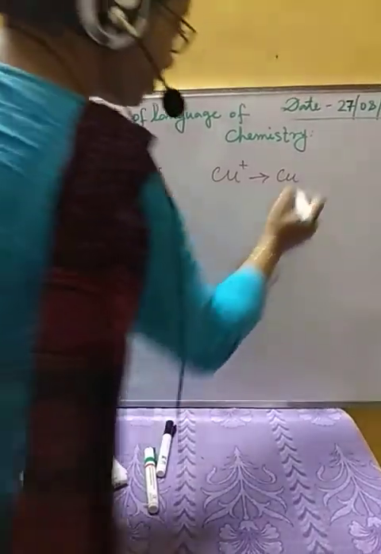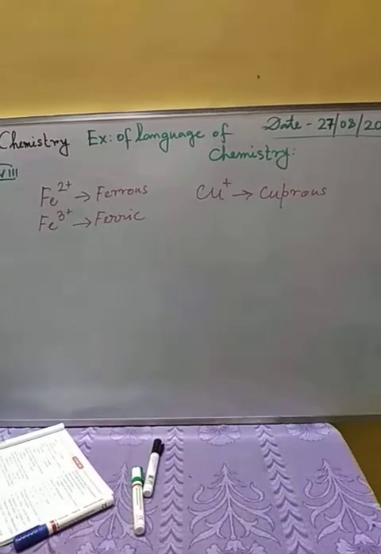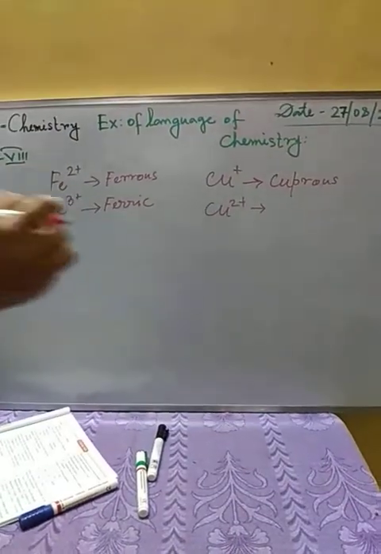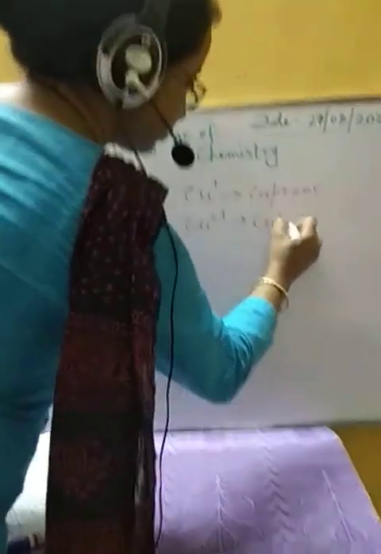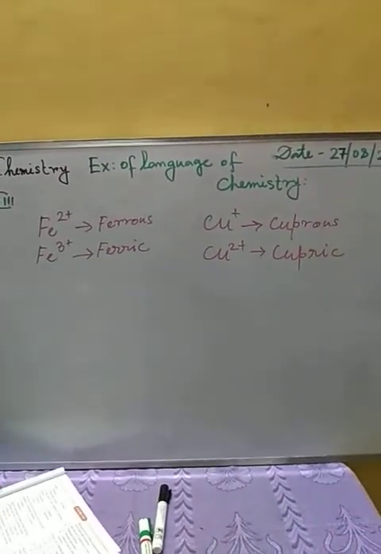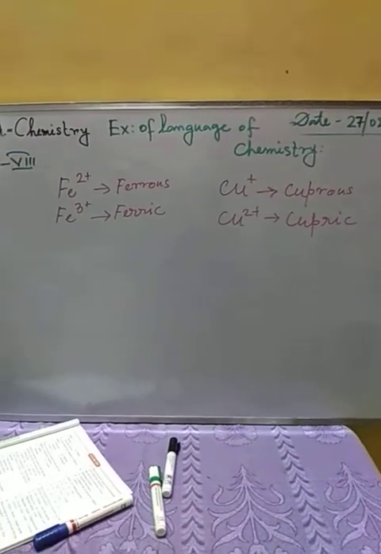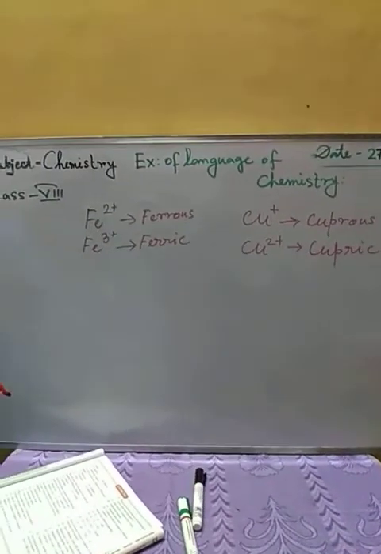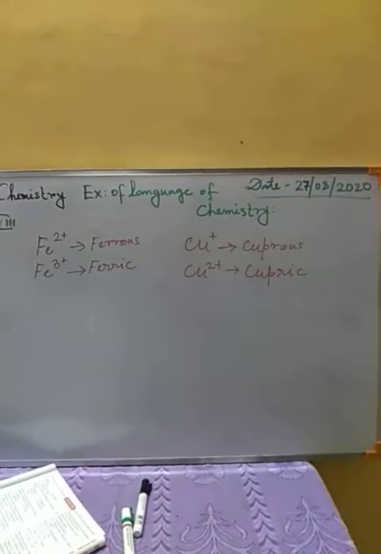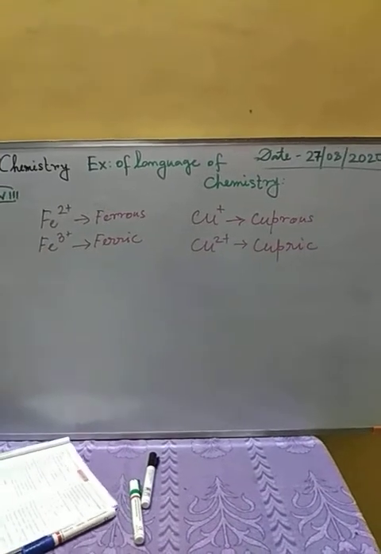This is cuprous, the lowest valency. Copper 2 plus is the higher valency, that is cupric. So you can give these two examples, or other than these two, lead is also there, lead 2 plus and 4 plus. Tin is also there, tin plus 2 and plus 4. So many are there that you can use here. Gold is also there, gold plus 1 and plus 3. So these are there.